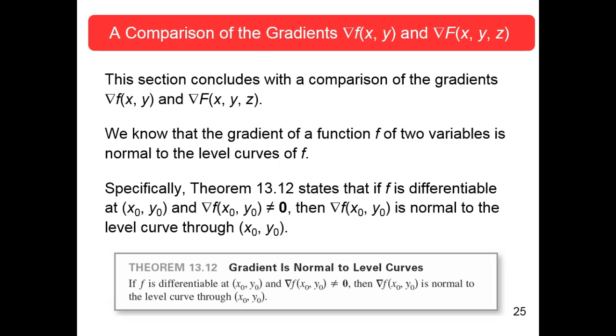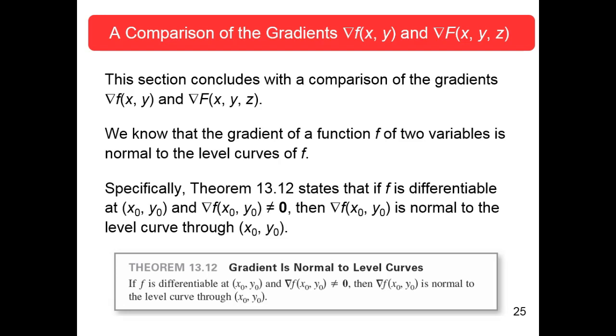Now, we know that the gradient of a function alpha of two variables is normal to the level curves of alpha, and we talked about that too. The gradient is always going to be perpendicular to your level curve. That's just how it is. Specifically, Theorem 13.12, that was down here, states that if alpha is differentiable at (x0, y0), and the gradient of alpha at that point is not equal to the 0 vector, then the gradient of alpha at (x0, y0) is normal to the level curve through (x0, y0).